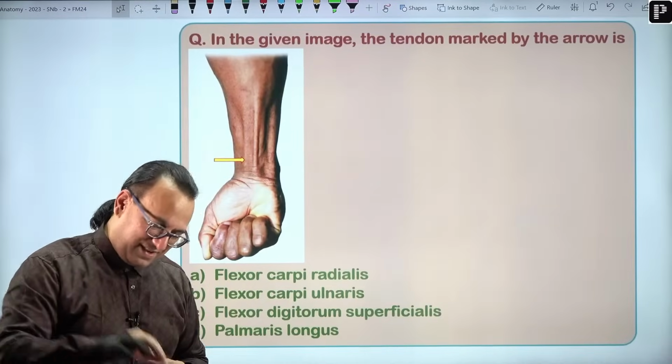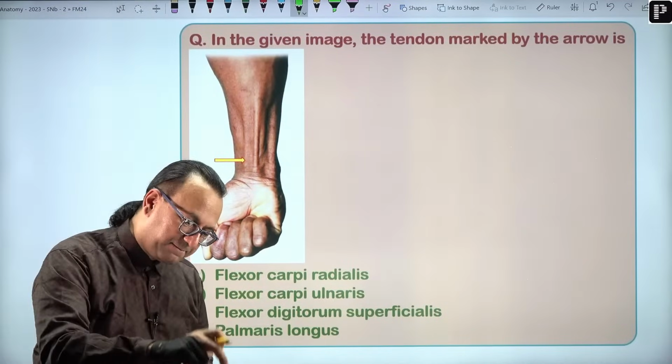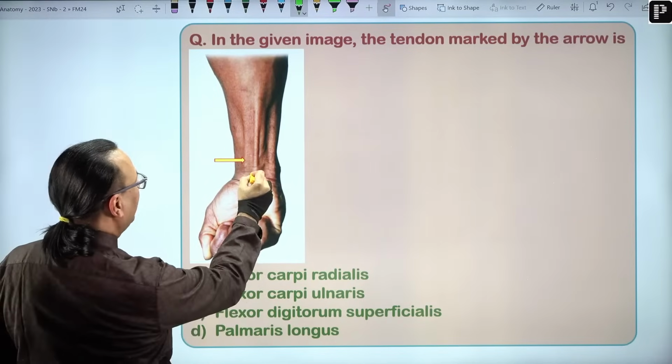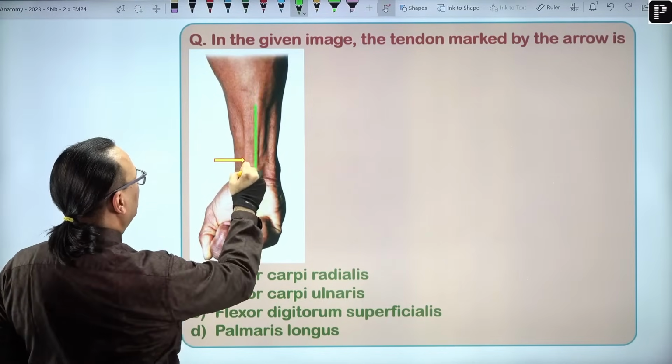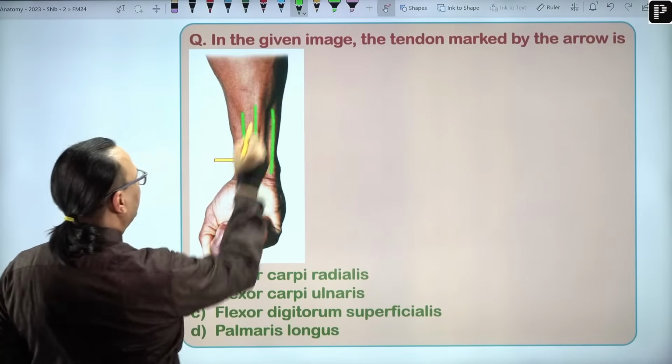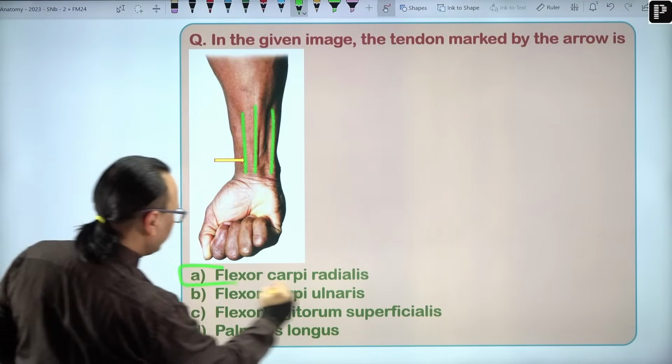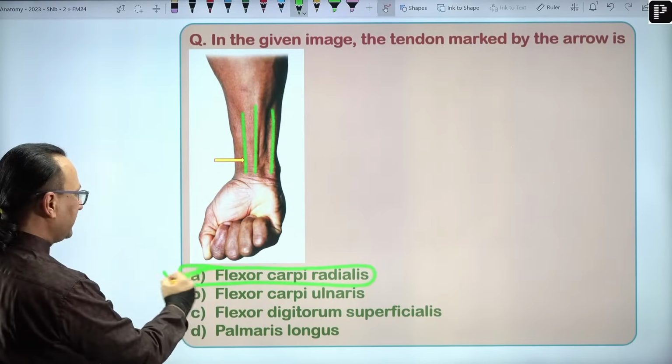So, as we can see, first of all we can just mark the 3 tendons, 1, 2 and 3. So this is towards the thumb, so flexor carpi radialis. Choice number A should be our answer here.